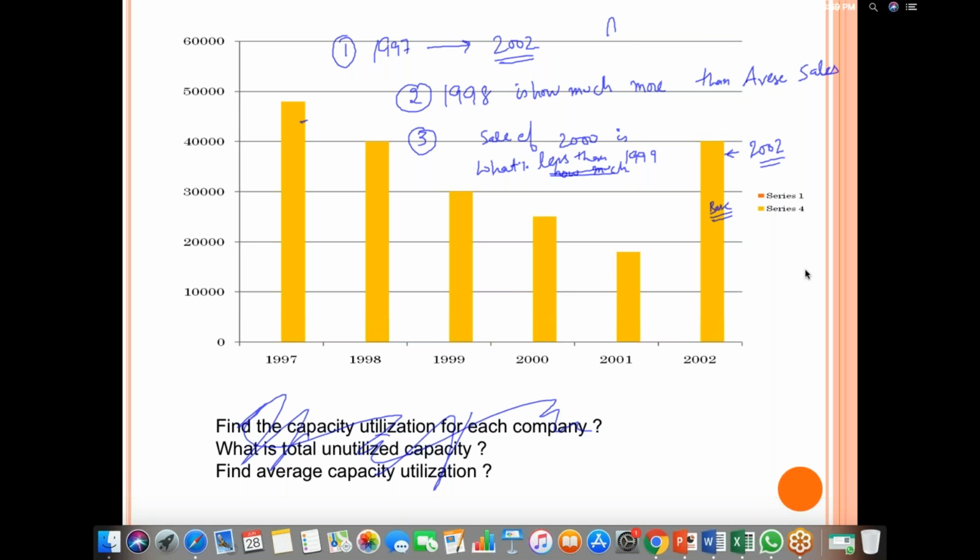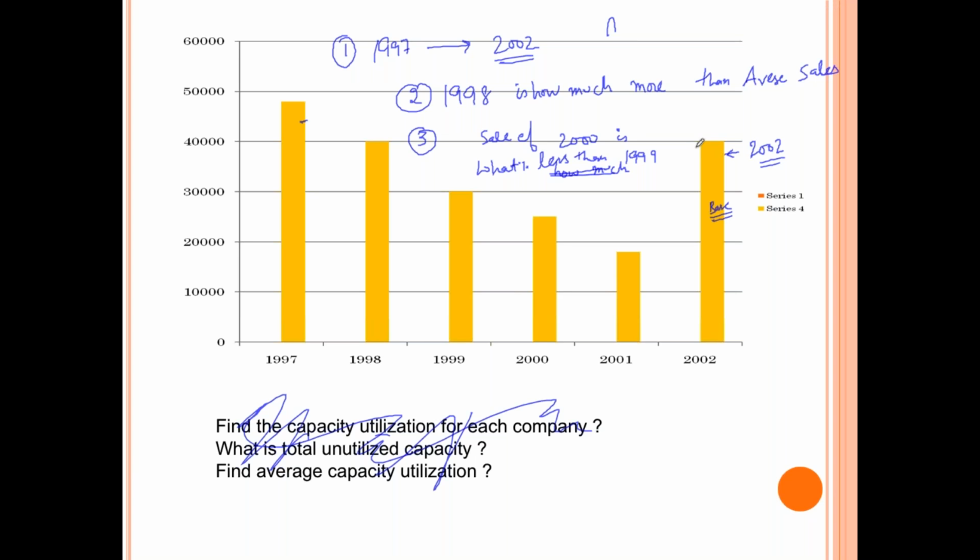Okay. So the first question was, the sales of 1997 is what percentage of the sales of 2002. If we want to calculate it exactly, this is my base, 40, and this value is, let us say, 48, right? So it will be 120%.